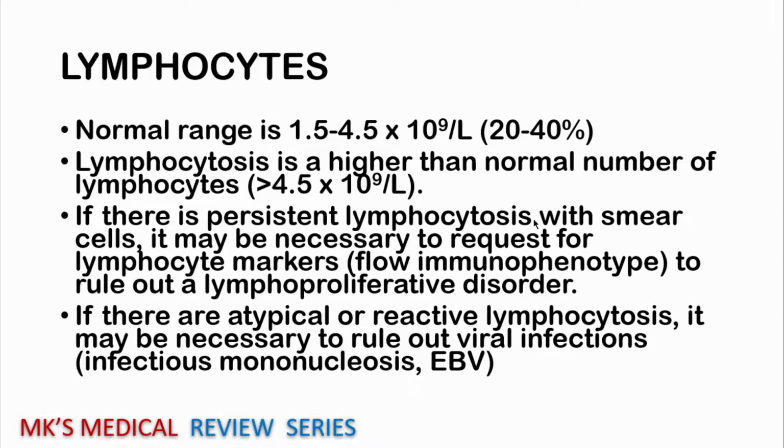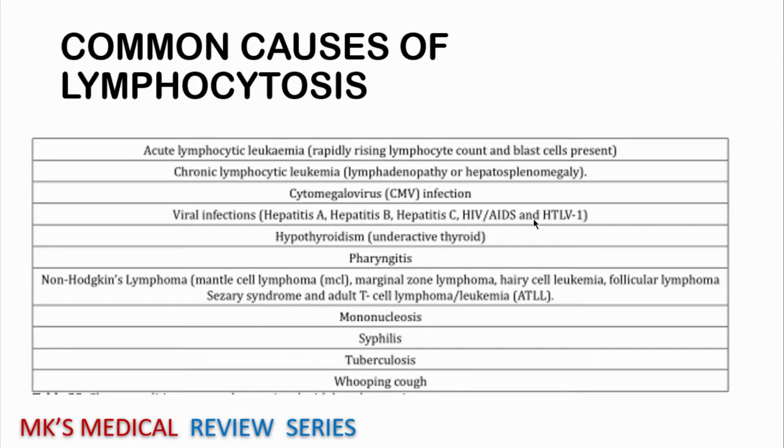So if there is atypical or even reactive lymphocytosis, it may actually be necessary to rule out some viral infections such as infectious mononucleosis, which is caused by Epstein-Barr virus. So some common causes of lymphocytosis include acute lymphocytic leukemias that may rapidly raise the lymphocyte count and the blasts that are present on the smear.